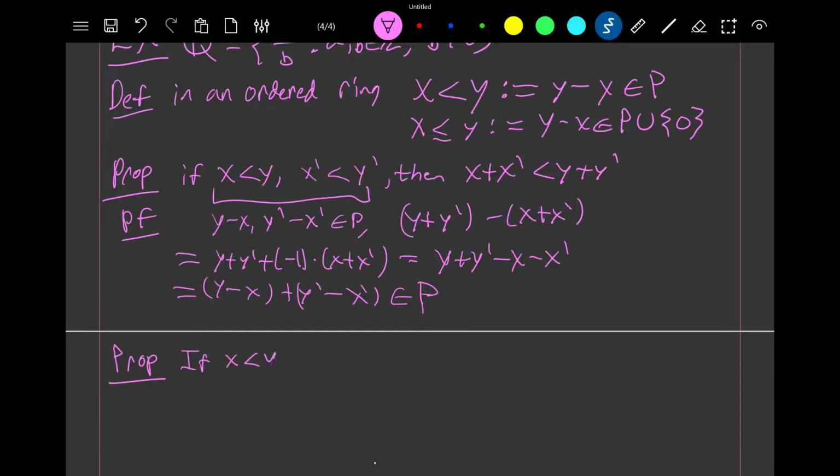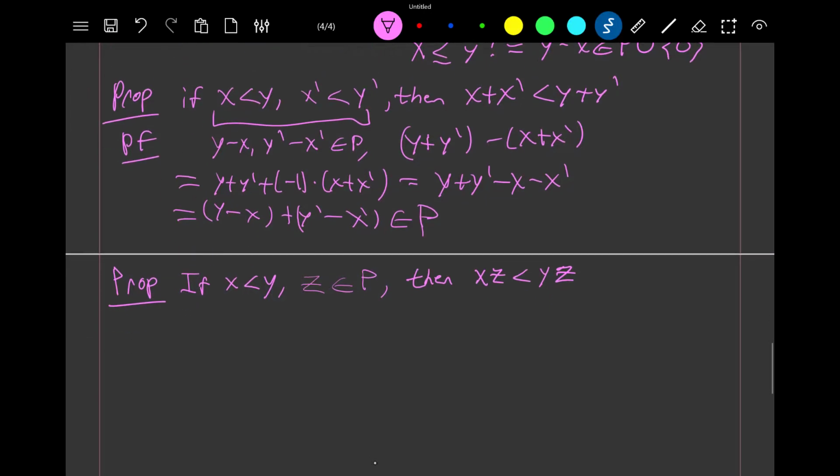If x is less than y, and let's say z is positive, then I claim x times z is less than y times z. And how can we prove this?